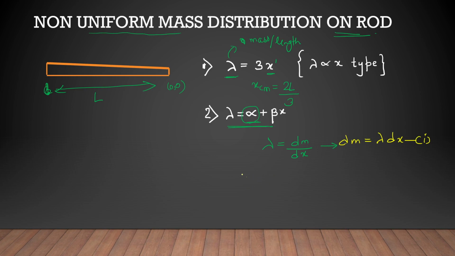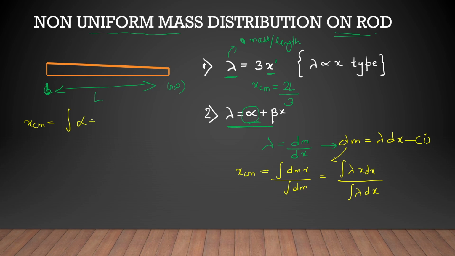There is the formula which we need to always remember for finding xcm of non-uniform mass distribution. It is integration of dm x upon integration of dm. Instead of dm, we substitute this value, that is integration of lambda x dx divided by integration of lambda dx. The value of lambda is given to us, so taking this xcm part, we'll continue over here. Xcm will be integration of alpha plus beta x, instead of lambda we wrote this, and the remaining thing we write as it is, that is x dx.